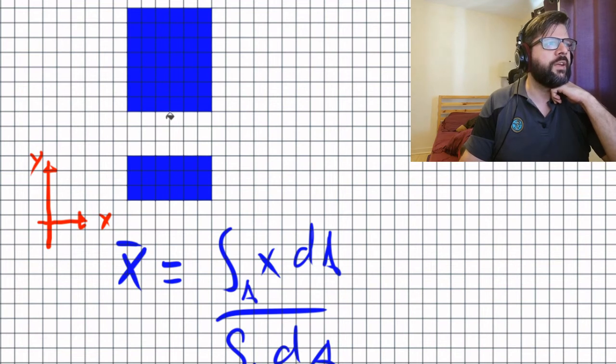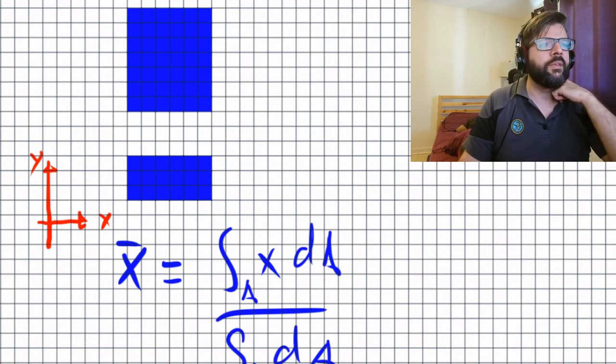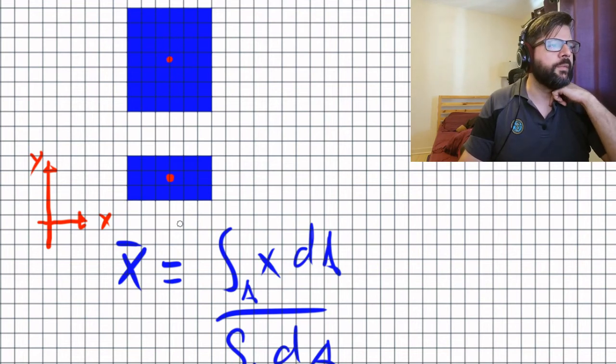As long as the centroid of each of these individual ones is the same in x location, then we're talking the same x bar location. Obviously they'll have different y components. The actual centroid for this thing will be here, centroid for this thing will be right here. So they're at the same spot in the x, they're at a different spot in the y.